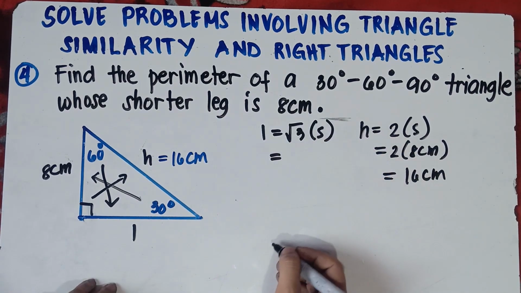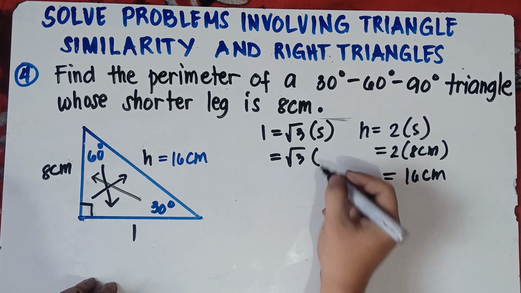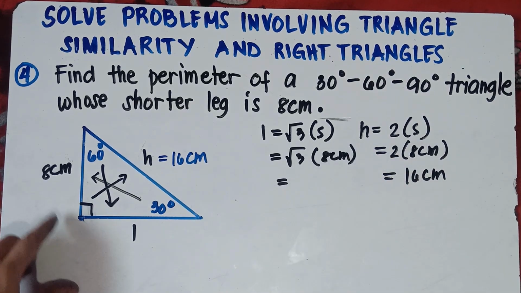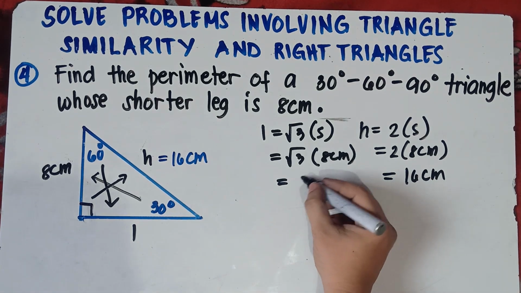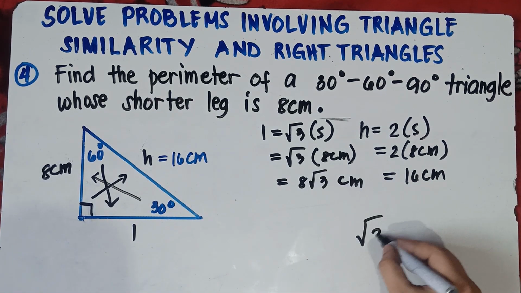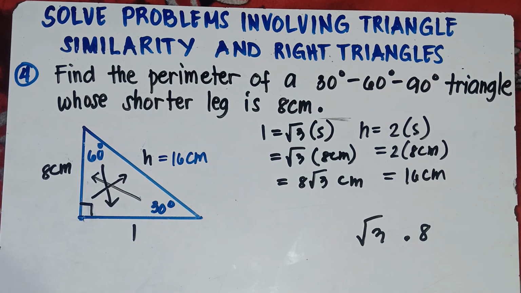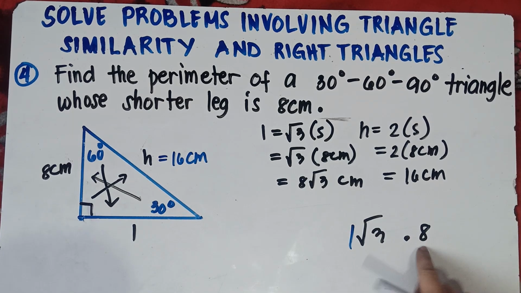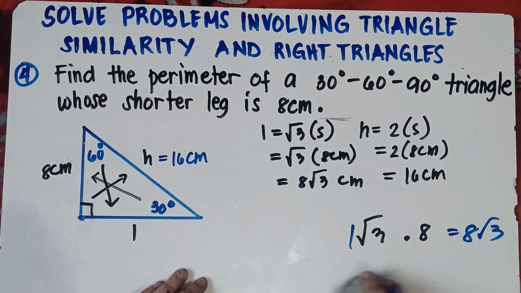Now, to find the longer leg, the longer leg is equal to square root of 3 times the shorter leg. So, square root of 3 times our shorter leg, which is 8 centimeters. So, square root of 3 times 8 centimeters, that would be 8 square root of 3 centimeters. Once again, class, square root of 3 times 8. Do not multiply 3 and 8. It should be the number 1 outside this radical symbol. So, 1 times 8, that is 8. Then copy square root of 3. So, 8 square root of 3 centimeters.